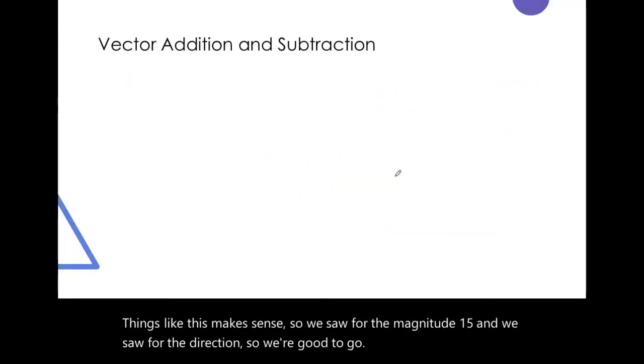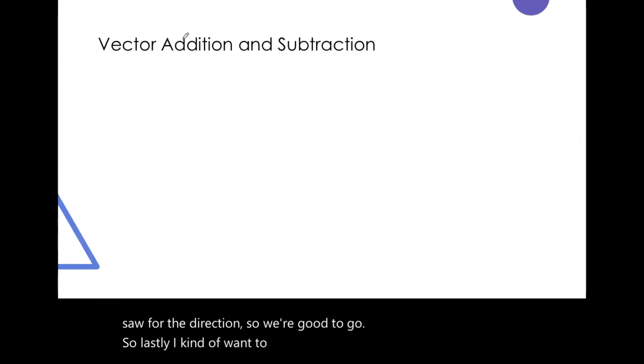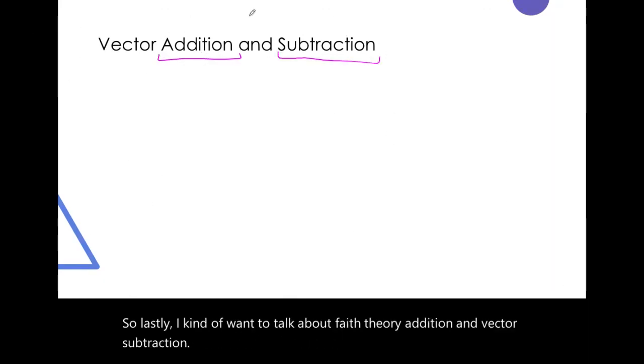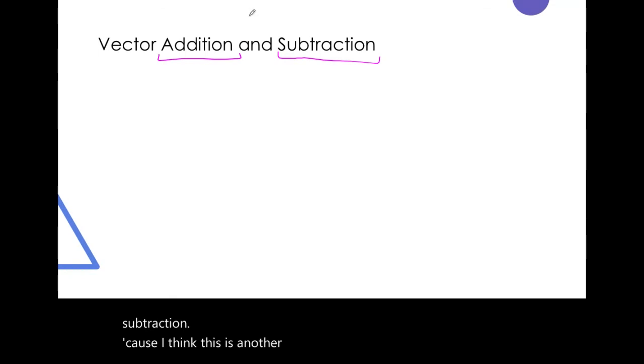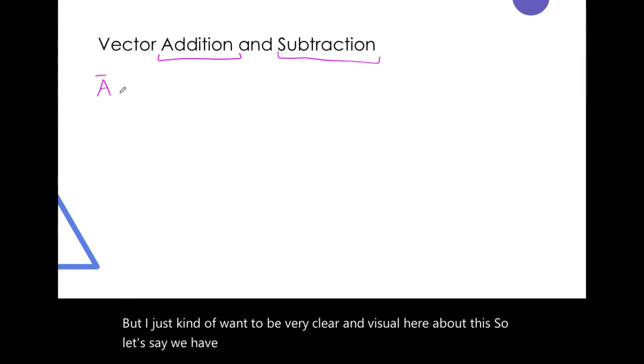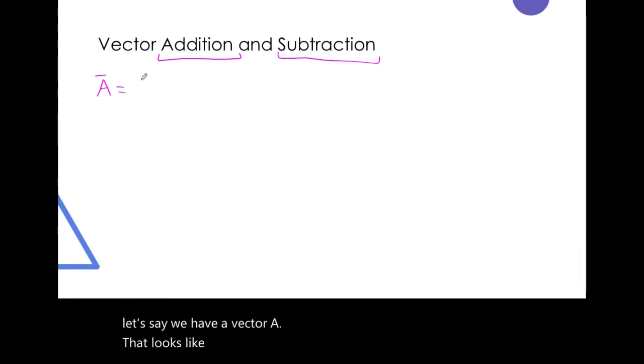So lastly, I want to talk about vector addition and vector subtraction, because I think this is another thing students tend to have a problem with. But I just want to be very clear and visual about this. So let's say we have a vector A that looks like this. Say it's 0, comma 3.